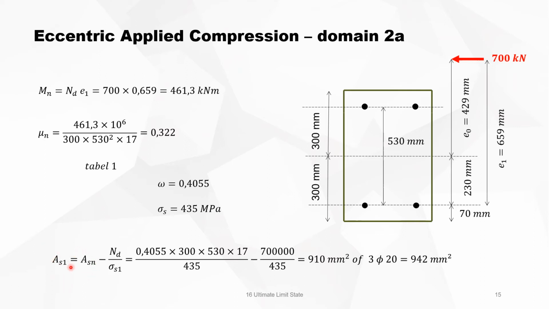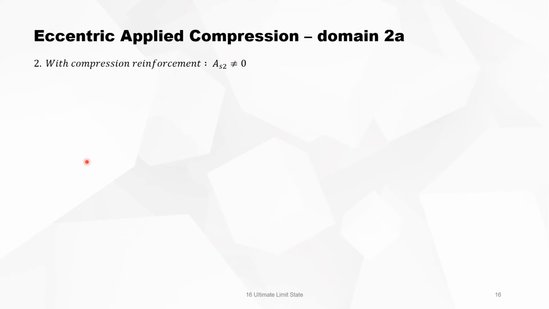It is the reinforcement that we got from the table, which is 0.405, and then the definition of omega, minus, because that's what we gain by applying a normal force to the section, divided by sigma s1. We get 910 square millimeters, or we can say that's 3 diameters 20. So that's the first solution. We neglect compression reinforcement and we put 3 diameters 20 in the section.